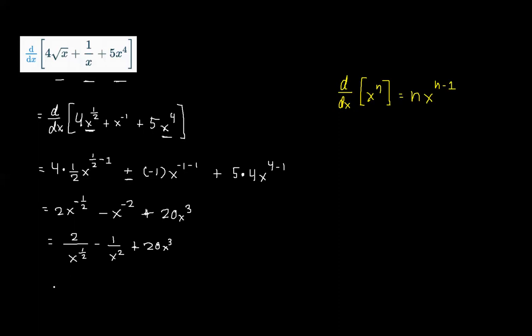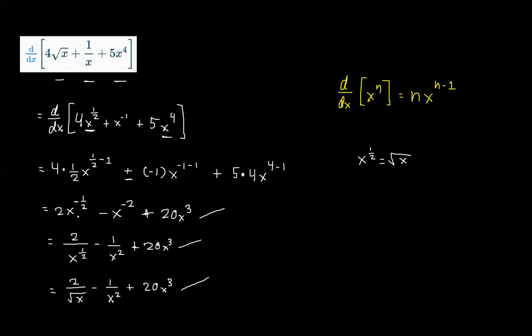Or you can simplify it even more. If you recall earlier that x raised to 1 half is equal to the square root of x, then we can rewrite it this way: 2 over the square root of x. Then copy the rest of the given terms. So with either of the three forms, the answer is still the same.